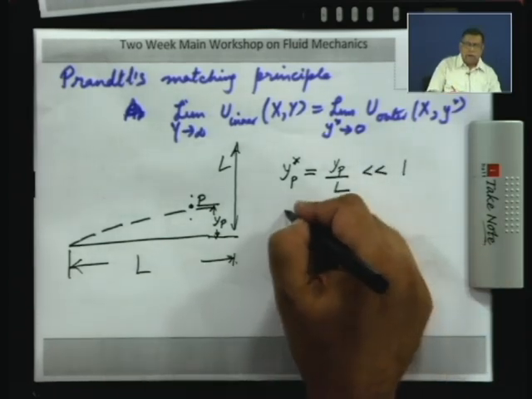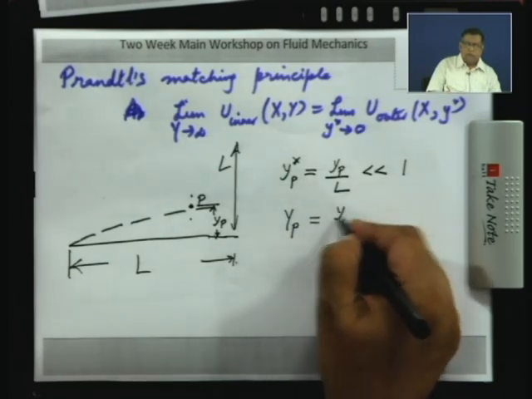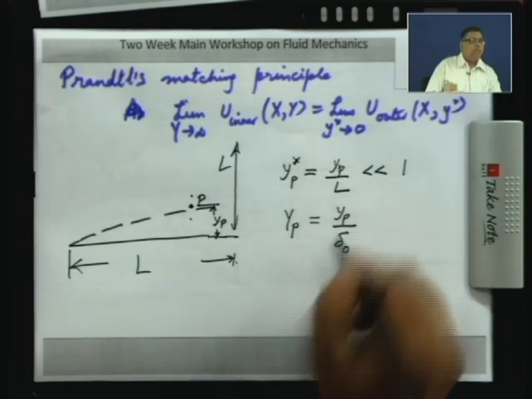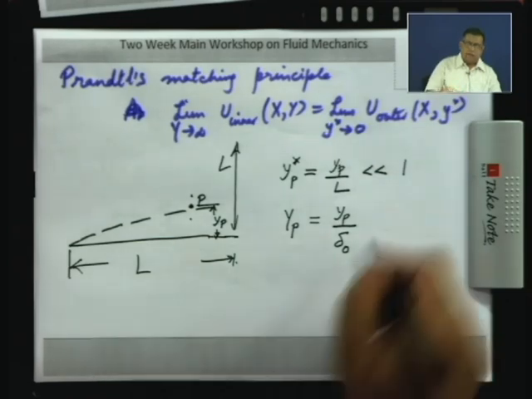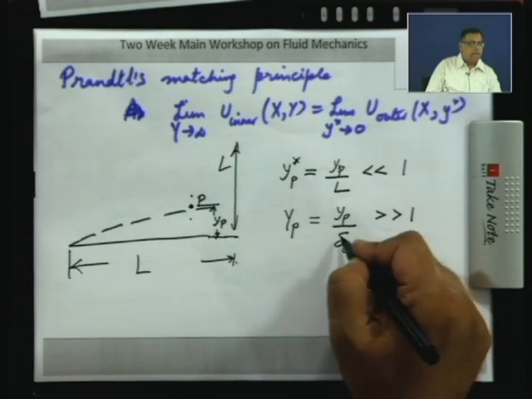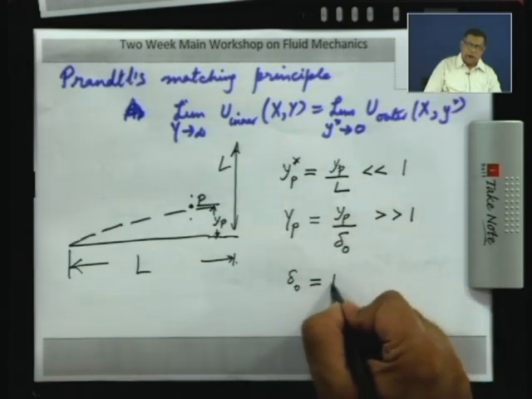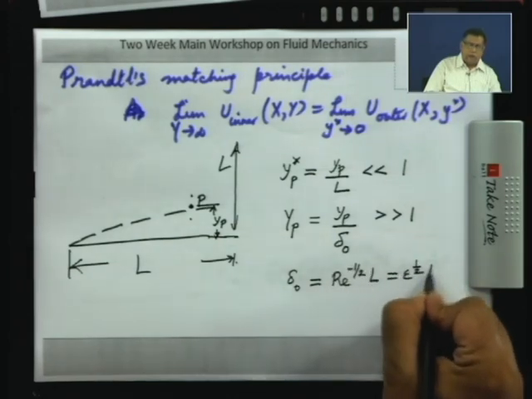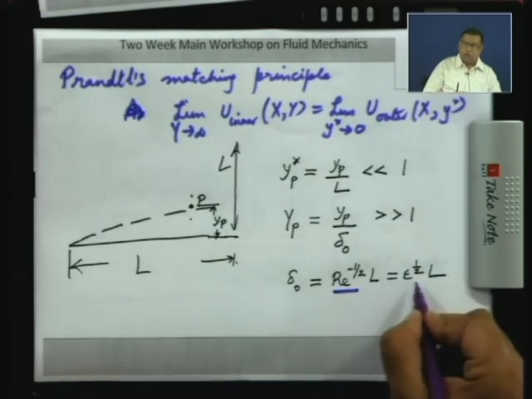Now, you have another capital Y coordinate which we defined earlier, which was the same y p which you have over here, but this was non-dimensionalized by delta naught, which is the order of magnitude of the boundary layer thickness. Now, this is much greater than 1. Why? Because delta naught is small. Remember that delta naught is Re to the power minus half into L, which is epsilon to the power half into L, and we are looking at a flow where Re is large, so epsilon is small.